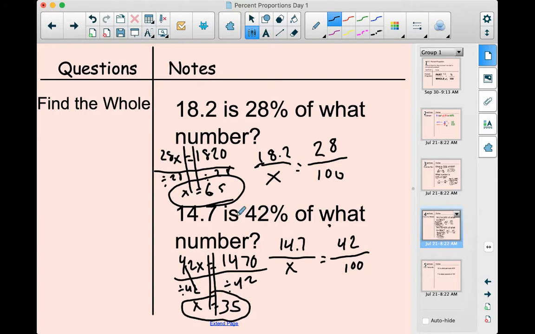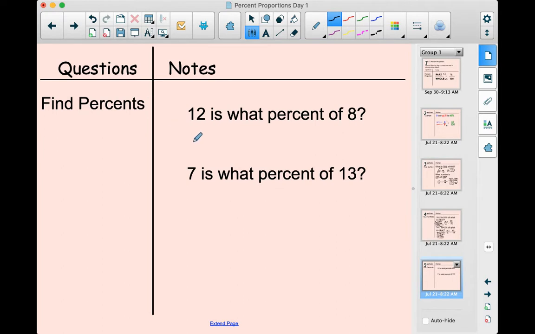Does it make sense that this would be 42% of 35? Again, 42% is a little less than half. Half of 35 would be 17 and a half, and this is a little less than that. So that does seem to make sense to me. Let's do a couple where we're finding the percents, and then you'll have a chance to try a couple.